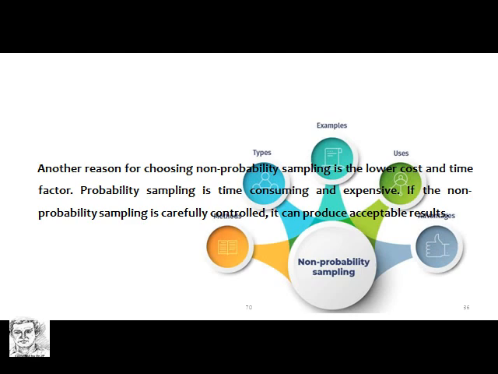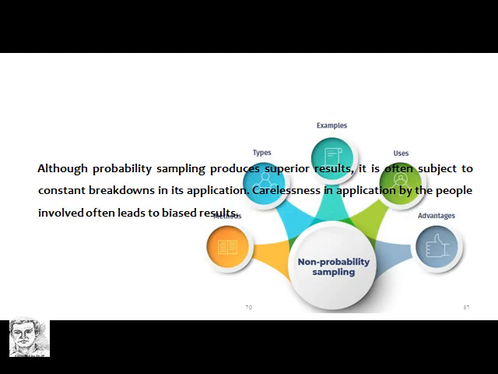If the non-probability sampling is carefully controlled, it can produce acceptable results. Although probability sampling produces superior results, it is often subject to constant breakdowns in its application. Carelessness in application by the people involved often leads to biased results.